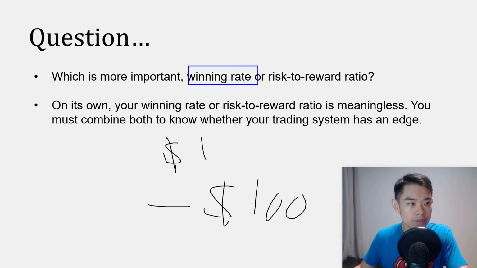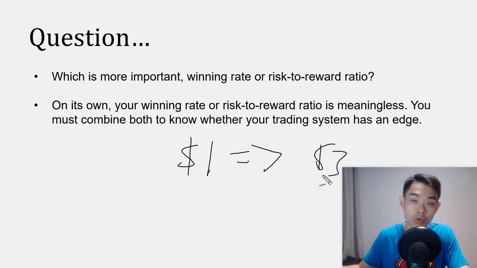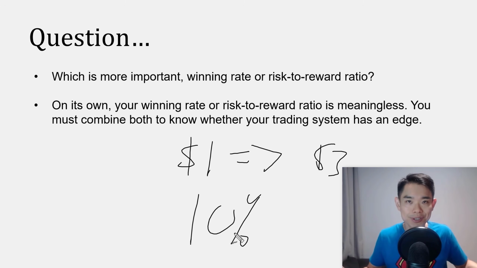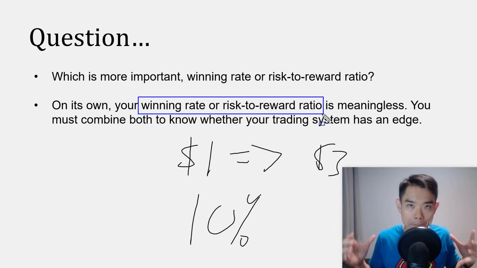And likewise, it's true. You can have an amazing risk to reward ratio. Let's say every time you risk $1, you make $3 back, right? Quite a favorable risk to reward ratio on your trades. But what if your winning rate is only 10%? Then what use is that? You still have an unprofitable trading system. So to know whether your trading system has an edge in the markets, to know whether you have a positive expectancy, you must combine both your winning rate and risk to reward ratio, because both of them matter.